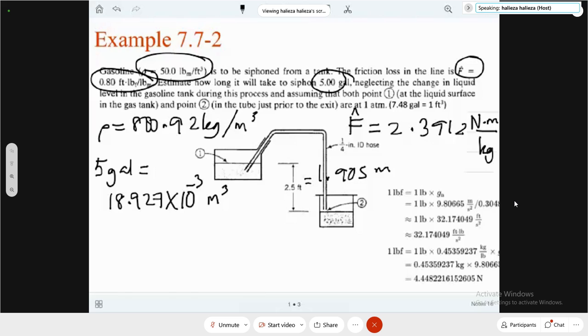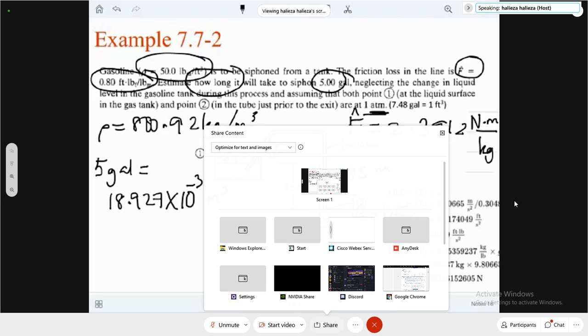P1, P2. Okay, the pressure should be 1 atm. P1 is on the surface. This is also at the outlet, right before it at the outlet, so P2 is also at 1 atm. If you're going to solve this problem, what do you need to find? You need to find the time it takes to empty tank number 1, so that everything transfers to tank number 2.